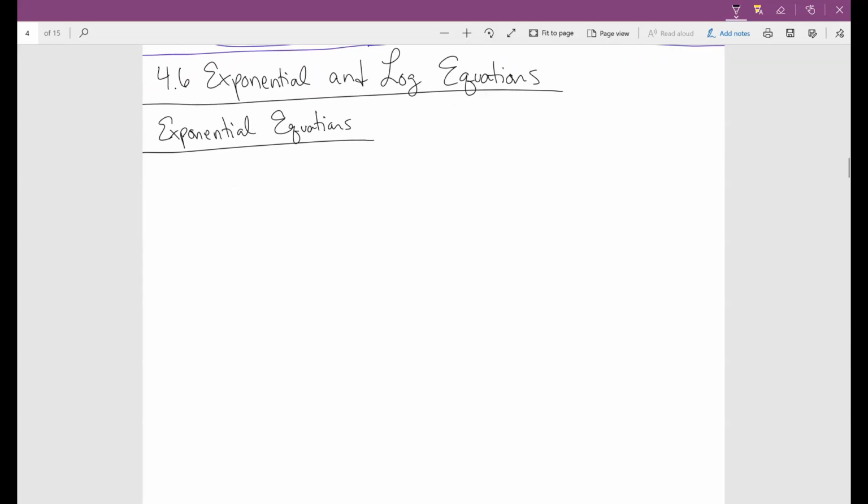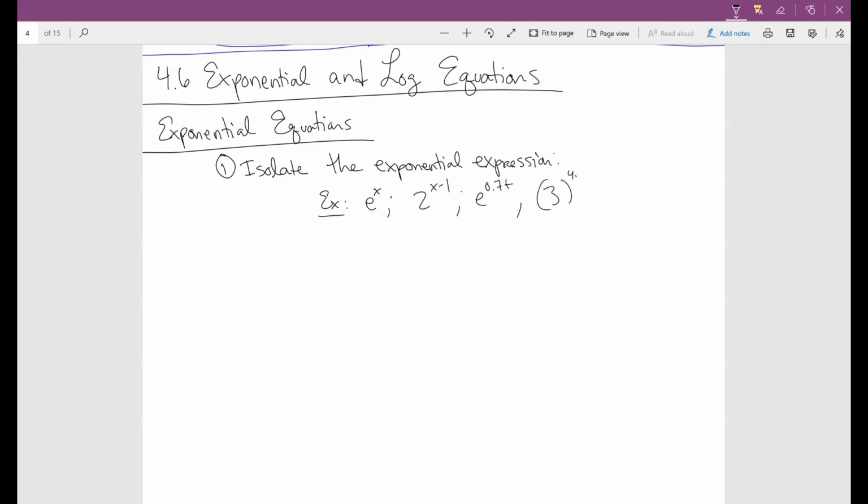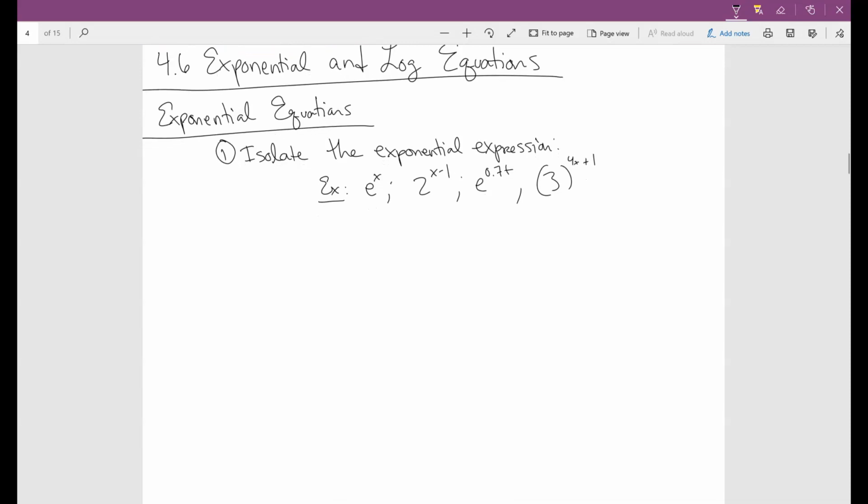So usually when you solve exponential equations, here are basically some of the steps that you want to be able to do. The first thing is you want to be able to isolate the exponential expression. And usually what these look like: you can see e to the x, you might see 2 to the x minus 1, e to the 0.7t, 3 to the power of 4x plus 1. These are what we call exponential expressions. So they're going to be in an equation, and you want to be able to isolate that part.